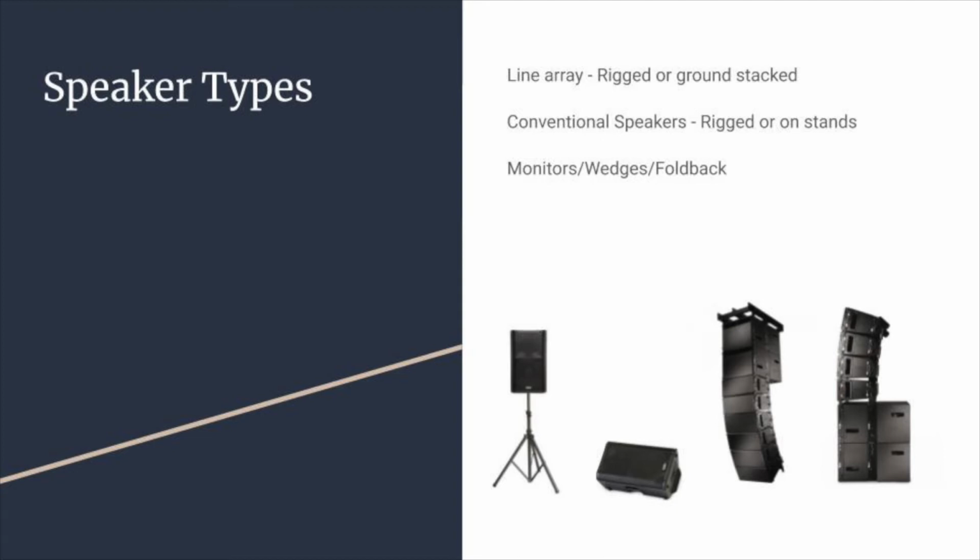Being rigged is ideal because the audio is coming from above and there's nothing to get in the way or obstruct the audio. But there are times when rigging isn't possible, either due to budget concerns, the building, or it could be outdoors. There's a number of reasons, so you can still ground stack a line array system if you have to. Conventional speakers you'll see single, either rigged or on a stand around a room. And those same type of speakers are what are used for your monitors or foldback.